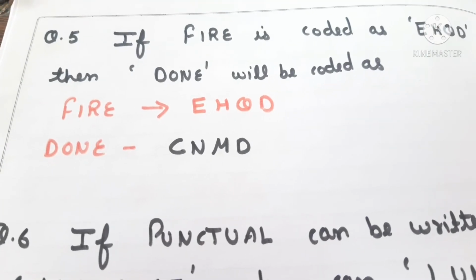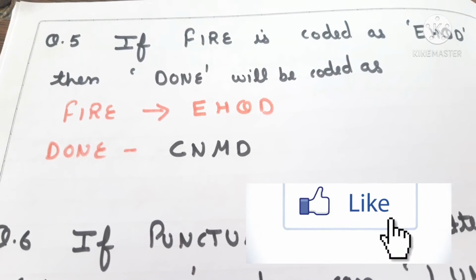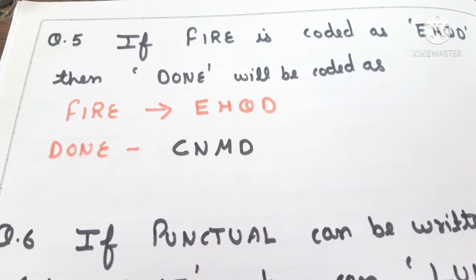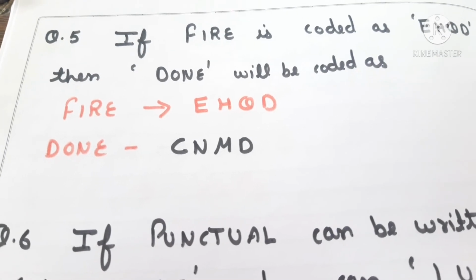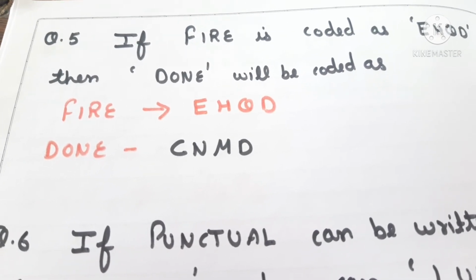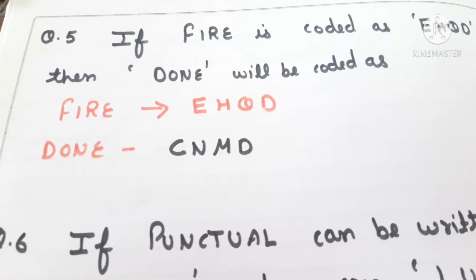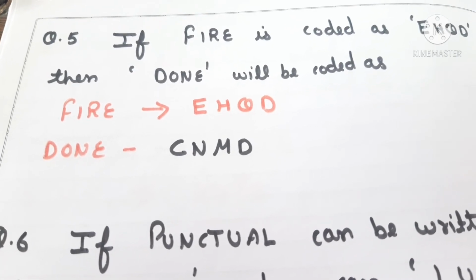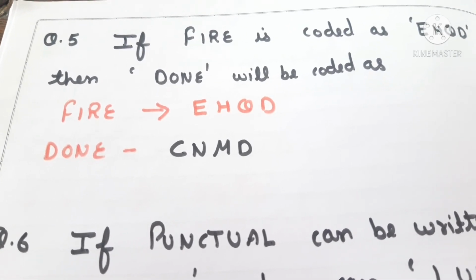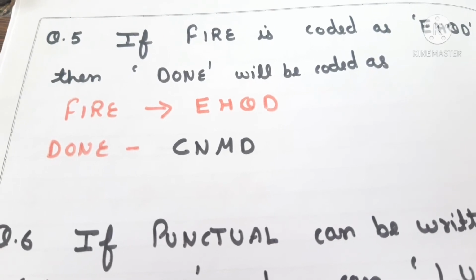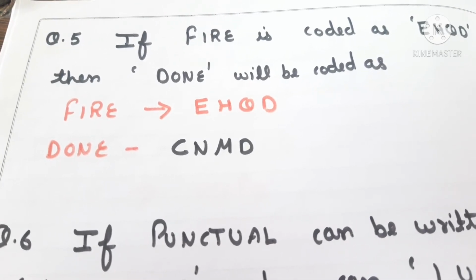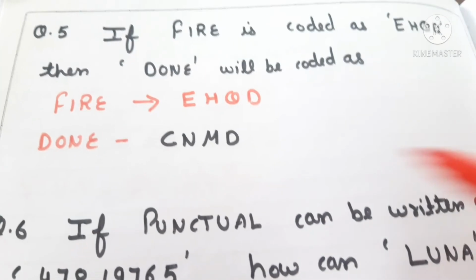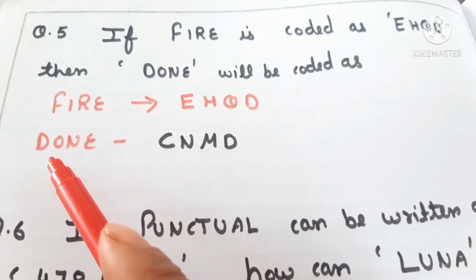In the next question, if FIRE is coded as EHQD, then what is the code language for DONE? If you can see the alphabets clearly, each and every alphabet is replaced with the alphabet before it in the alphabet series. Before F, what used to come in the alphabet series? E. Before I, what used to come? H. Before R, what used to come? Q. And in the same way, before E, what used to come? D.